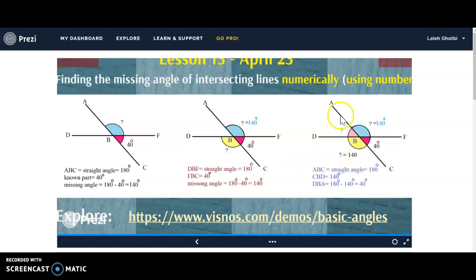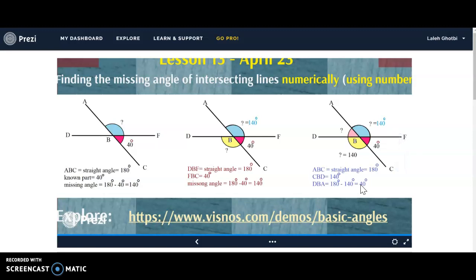Now I'm focusing on A, B, C, the left portion of it. So the bright or light pink and the yellow angle. Again, these two angles are supplementary because when we add them, we're going to have a straight angle, 180 degrees. I know the value of yellow, 140. This is my CBD angle. I'm looking for the value of DBA. The whole is 180 degrees. One part is 140 degrees. The missing part is 40 degrees.